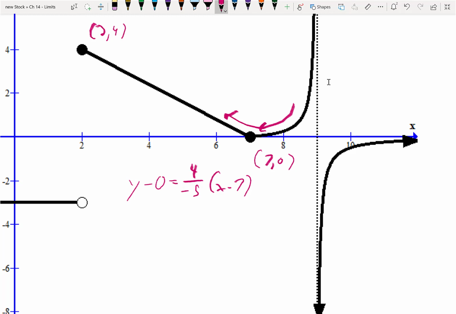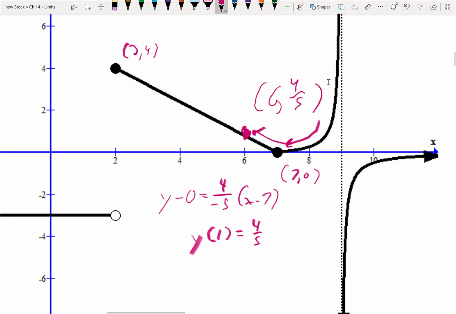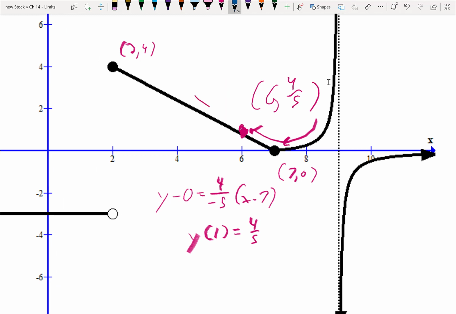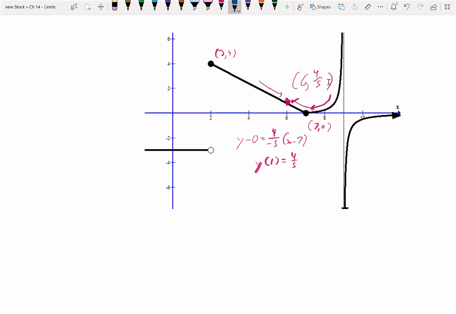As I plug in 6 for x, I get y of 6 is equal to 4/5. So knowing that this ordered pair right here is the ordered pair (6, 4/5), we can say that that limit is 4/5. Now, as you approach 6 from the left, so now we're going to start approaching 6 from the left side. What do we get? The same thing, because we're on a continuous line here. So I also get 4/5.